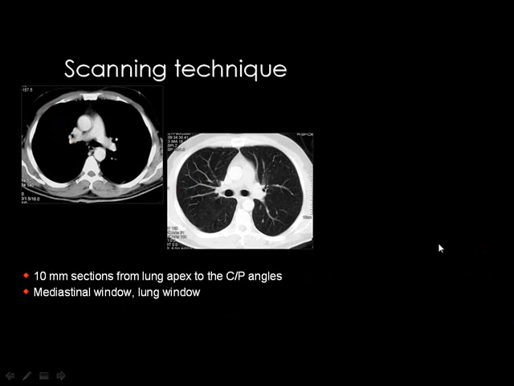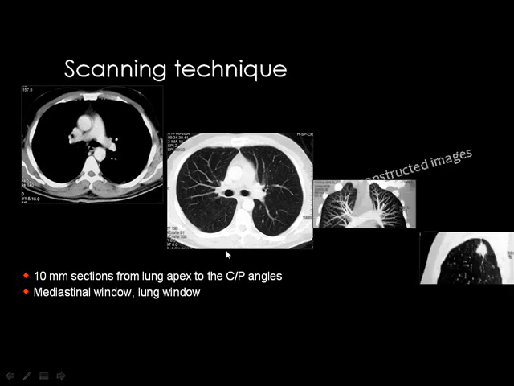After having the sections, we should image every section in 2 ways, as you can see. This image is known as the mediastinal window, and this one is known as the lung window. Here you can see the mediastinal structures, but you cannot see the details of the lung. Here you can see the details of the lung, and you cannot see the details of the mediastinum. So every section in the chest should be imaged in 2 ways, the mediastinal window and the lung window.